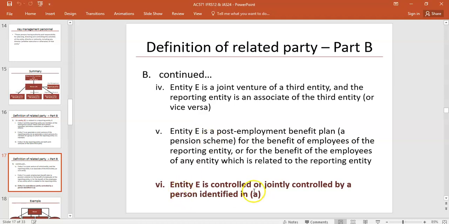And also this catch, once, twice in bold: if entity E is controlled or jointly controlled by a person identified in A. So what we mean by that is, if one person controls E and controls X, even though they're not in the same group because they're owned individually, they'll be related parties. And we'll see that in a second.